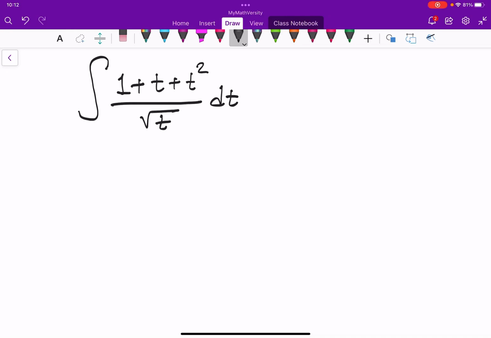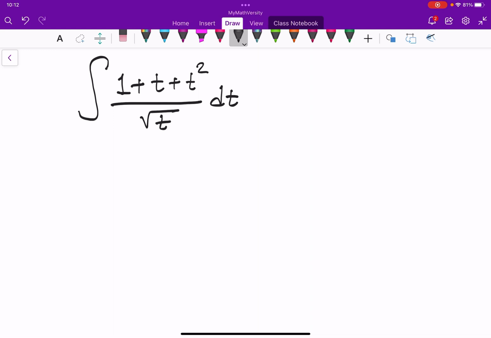In this example, we'll try to find the antiderivative of this given function. We have something in the numerator given as 1 plus t squared, and at the bottom we have the square root of t, and we want to find the antiderivative of this.